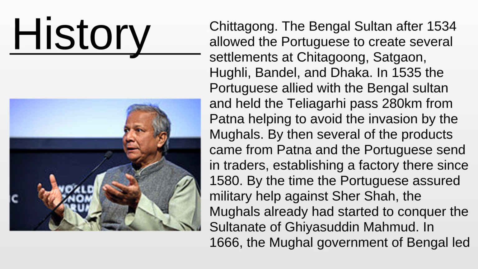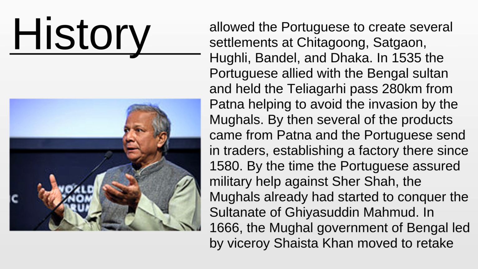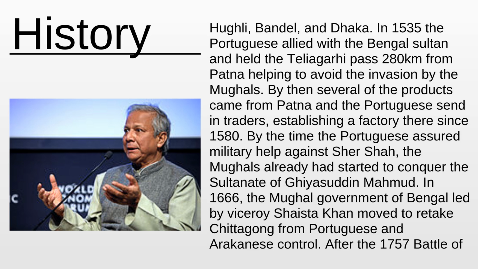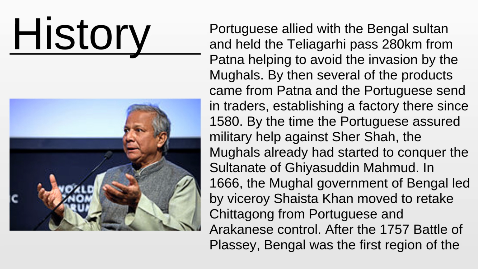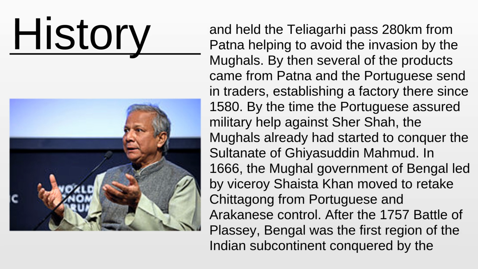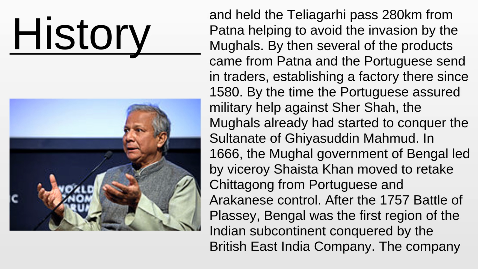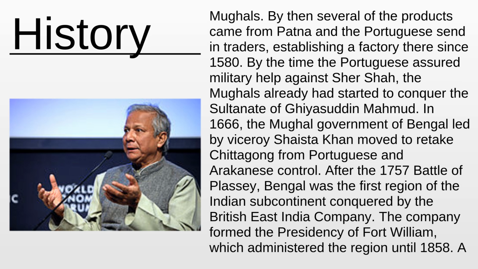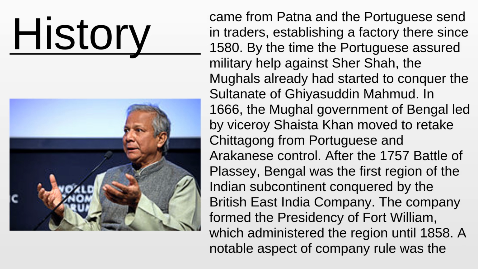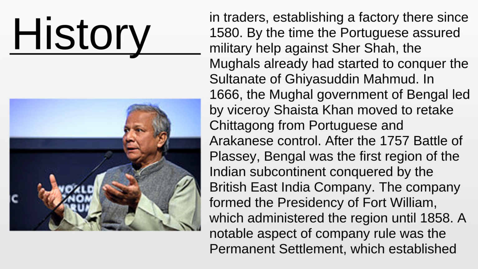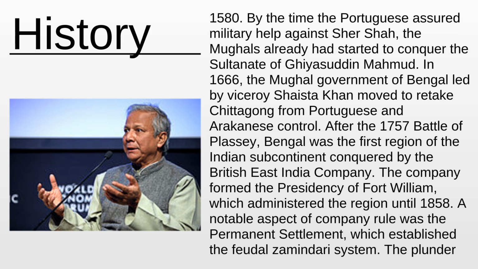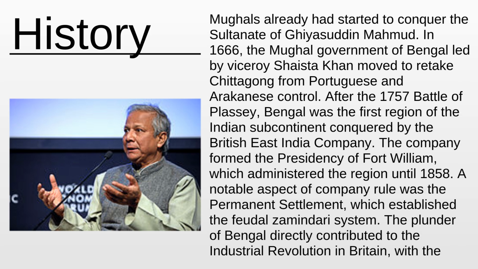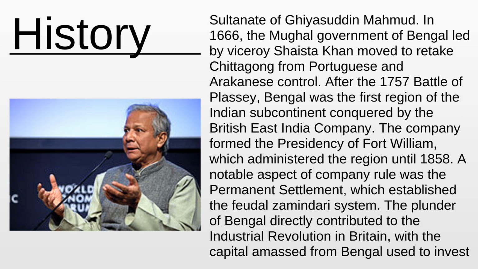In 1535 the Portuguese allied with the Bengal Sultan and held the Thalyagrahi Pass, 280 kilometers from Patna, helping to avoid the invasion by the Mughals. By then several of the products came from Patna and the Portuguese sent in traders, establishing a factory there since 1580. By the time the Portuguese assured military help against Sher Shah, the Mughals already had started to conquer the Sultanate of Ghiyasuddin Mahmud. In 1666, the Mughal government of Bengal, led by Viceroy Shaista Khan, moved to retake Chittagong from Portuguese and Arakanese control.